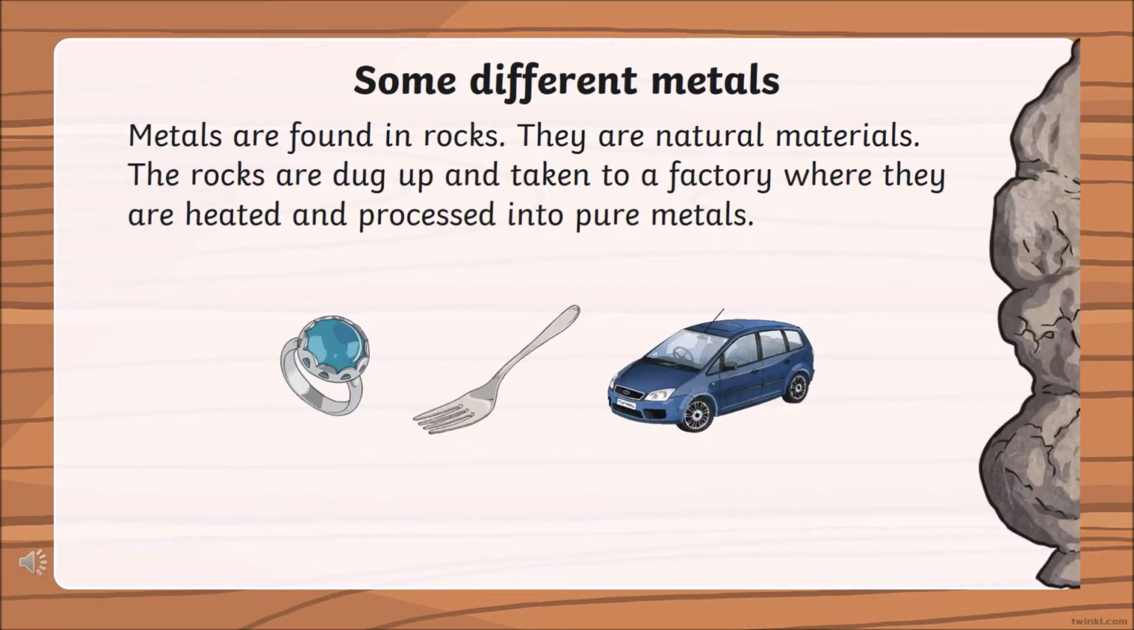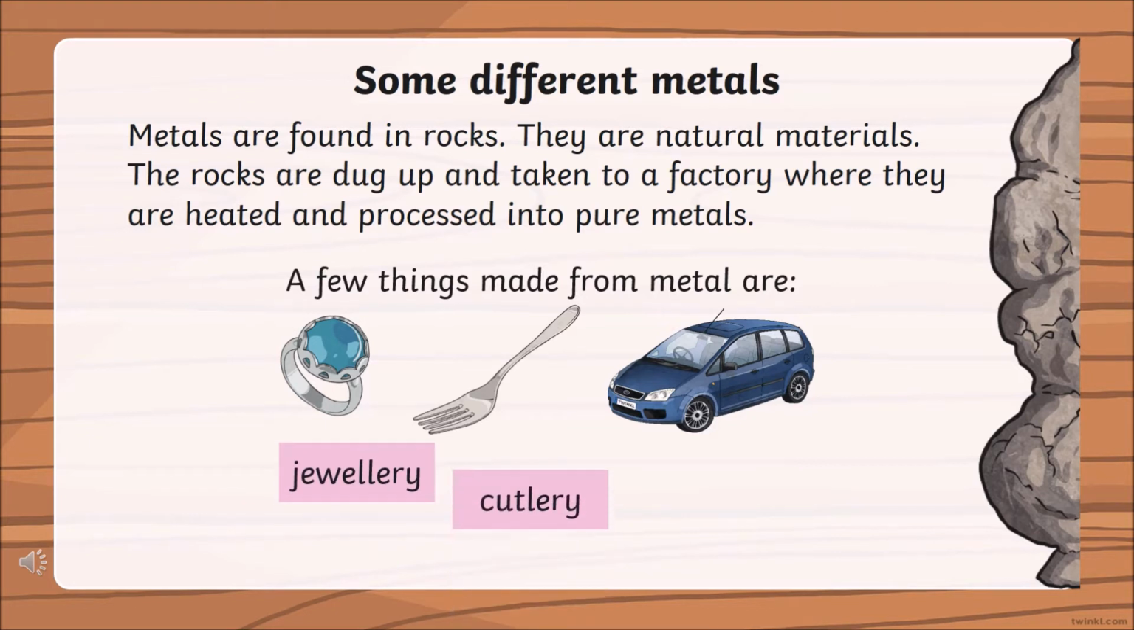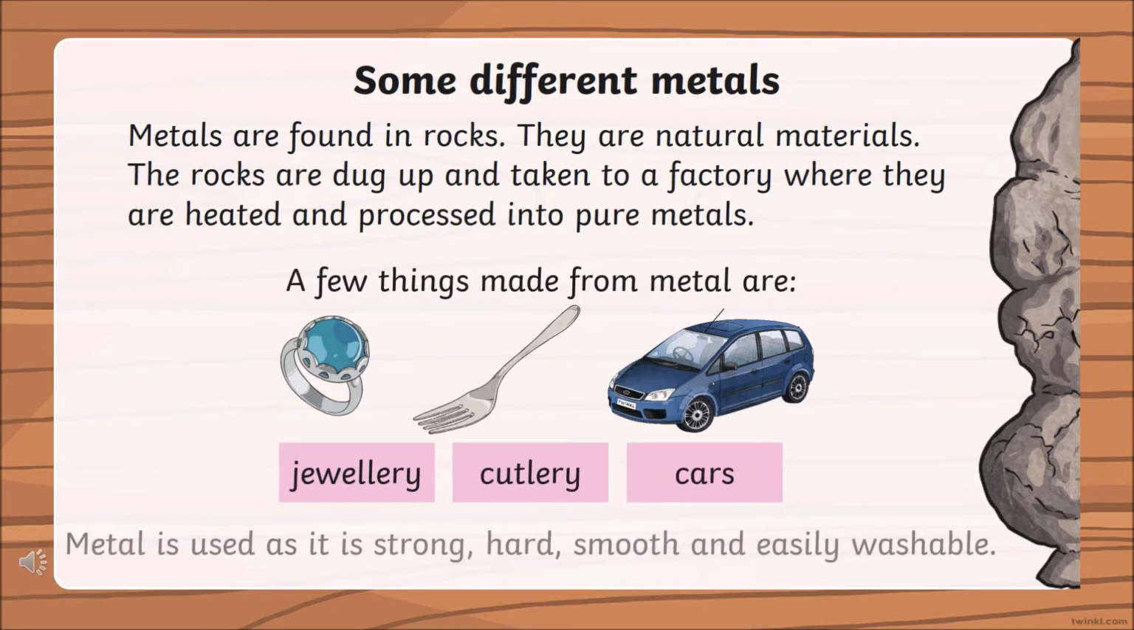Some different metals. Metals are found in rocks. They are natural materials. The rocks are dug up and then taken to a factory where they are heated and processed into pure metals. Here are a few things that are made from metal: jewelry, cutlery, and cars. Metal is used as it's strong, hard, smooth, and easily washable.